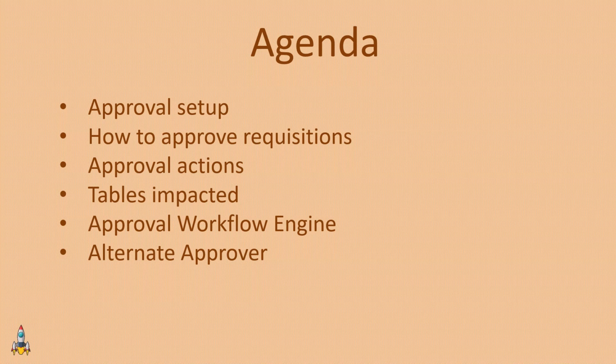While doing so, we will see what tables are impacted when we approve the requisition and what the important flags in the requisition tables are which are updated when we approve the requisition. While discussing these points, we will have a look at the approval workflow engine for requisition process because that will decide the approval criteria for a given requisition. And finally, we will discuss an important concept called alternate approver. Alright, so with that agenda in mind for today, let's start the discussion.